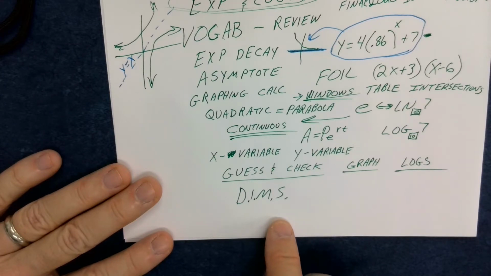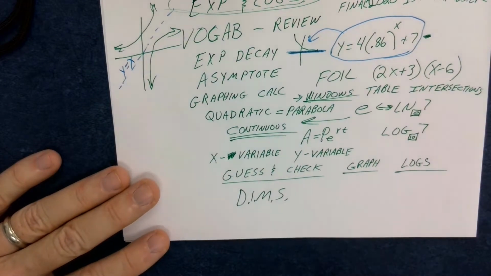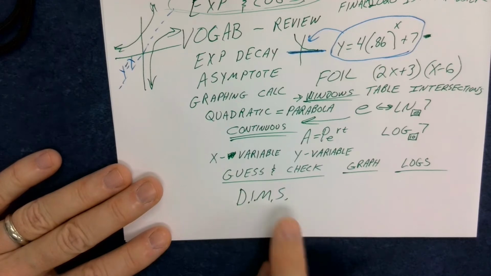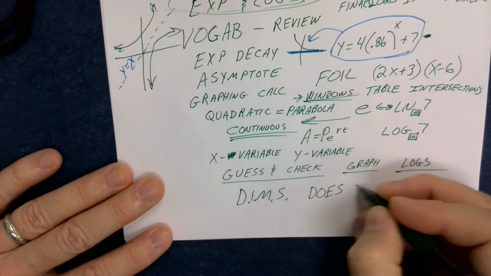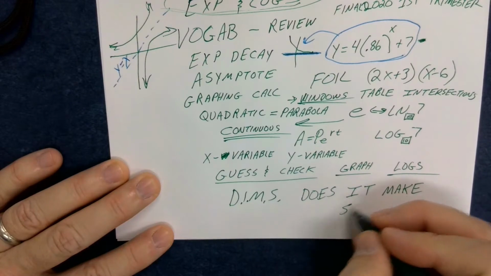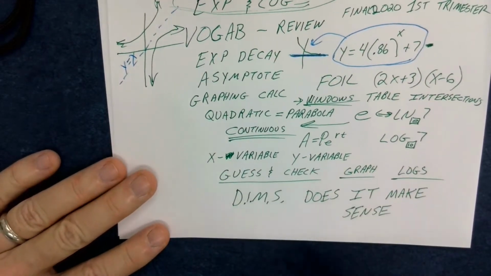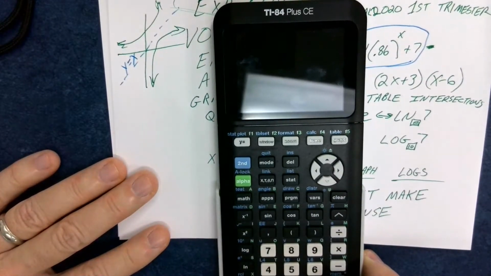Is that good? Anybody out here right now have any questions about any of the vocabulary type stuff that I went through? What do you got? DIMS, right over there on that poster, stands for does it make sense? The thing that we need to ask ourselves every single time that we get an answer out of this calculator. Good?